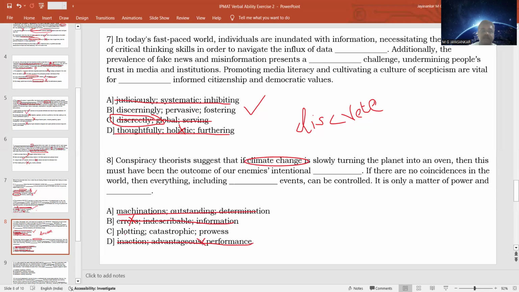So because of our enemy's intentional plotting, climate change has come about. But since this is not a coincidence, we can control it. This catastrophic event can be controlled. It is only a matter of power and prowess. Prowess means skill. So because of this intentional plotting, this has happened. This catastrophic event can be controlled. We only need the power and skill to do it. So option C is the correct answer.